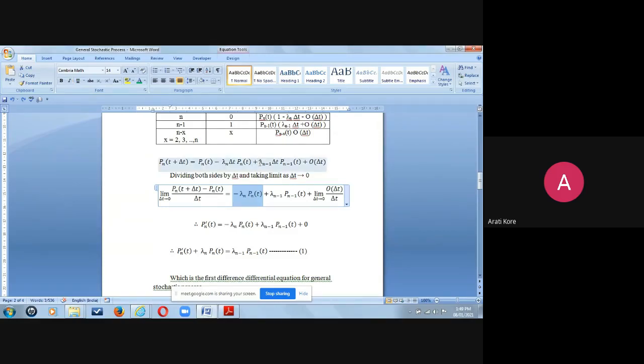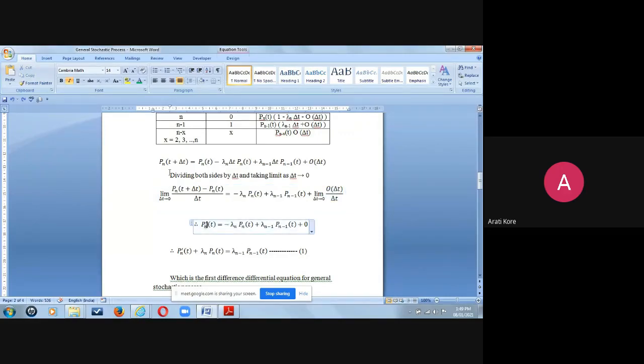Again, in the next term, Δt is there. So after dividing by Δt, this Δt will get cancelled and what will remain is again λ_{n-1} P_{n-1}(t). See here, λ_{n-1} P_{n-1}(t). Since there is now no term of Δt in these two terms, there is no question of taking the limit, as these two terms are constant with respect to Δt. And now which is the remaining term? The term is o(Δt). So divide it also by Δt, o(Δt) upon Δt, and take the limit as Δt tends to 0.